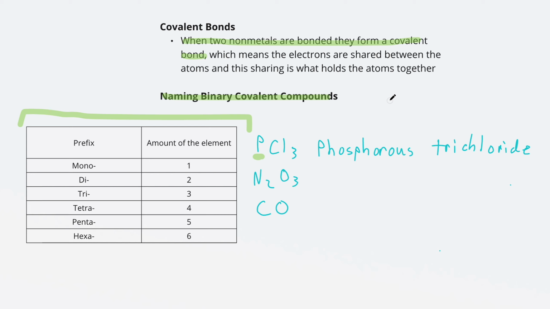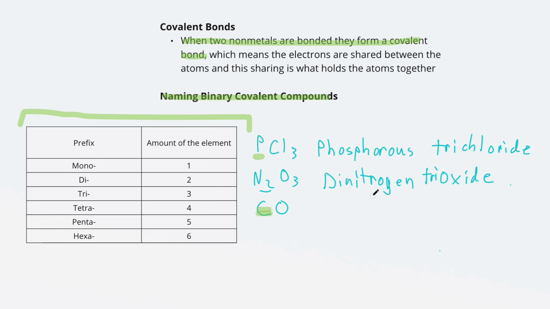Let's do the next example. Now we have 2 of the first one, so this time we actually will use the prefix. So this one would be dinitrogen. The first word is unchanged, besides maybe a prefix. And then the next one is oxygen, so that will be oxide. But there are 3 of it, so we'll do trioxide. So dinitrogen trioxide.